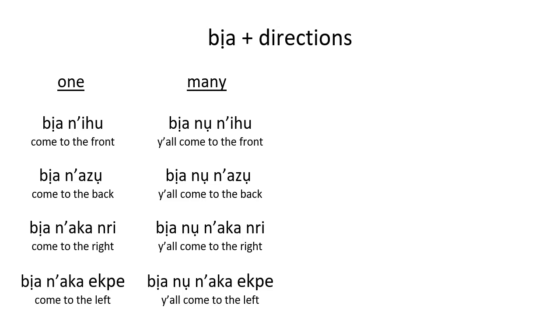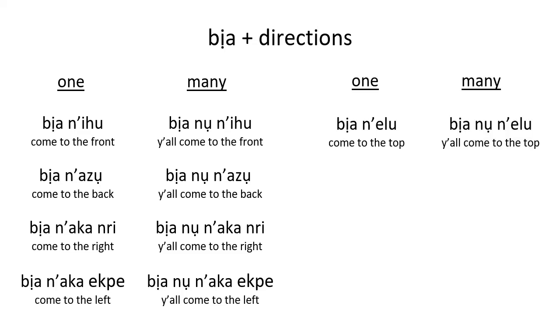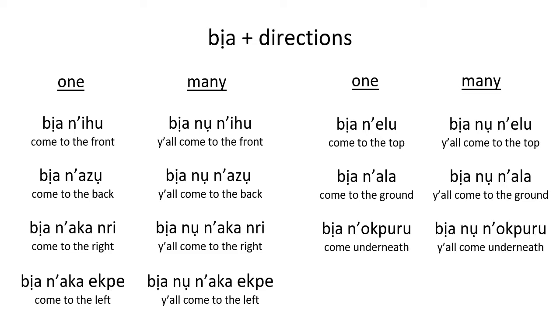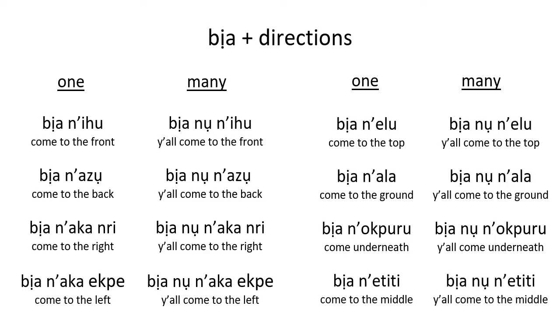If you're at the top level of a building and you want someone or some people to join you upstairs, you can say bịa n'elu, bịanụ n'elu. Or to join you downstairs, bịa n'ala, bịanụ n'ala. Or to join you under an umbrella, maybe bịa n'okpuru, bịanụ n'okpuru. Or to join you in the middle of a large crowd, bịa n'etiti, bịanụ n'etiti.